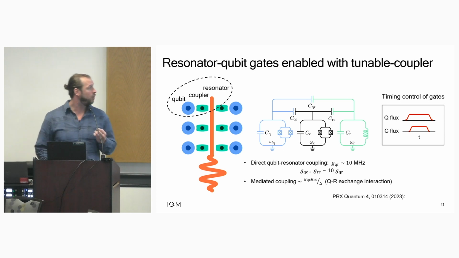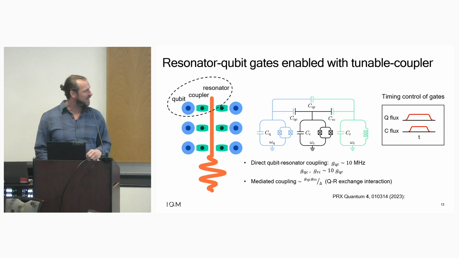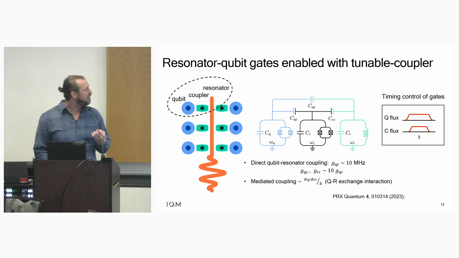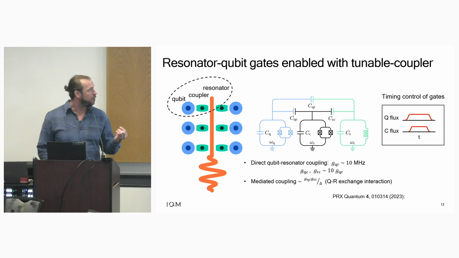All right, so now I want to talk a little bit more about how it is we do these interactions. On the left, this is that cartoonish picture, and then what I'm showing is a more representative circuit model. And you can see we have our qubit, it has a tunable coupler, and then this is connected to a resonator. We apply our gates by first flux tuning the qubit.